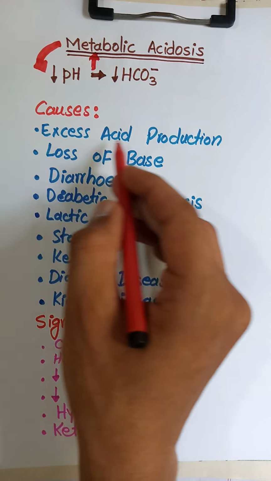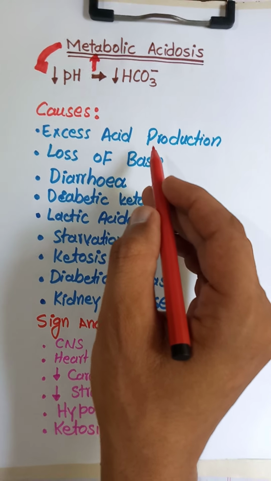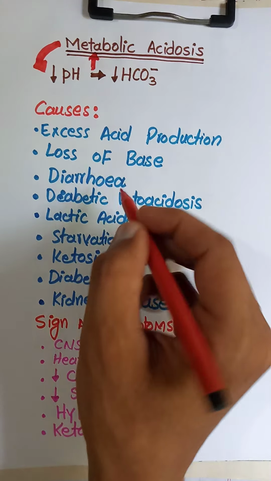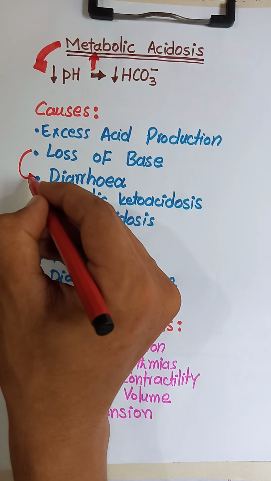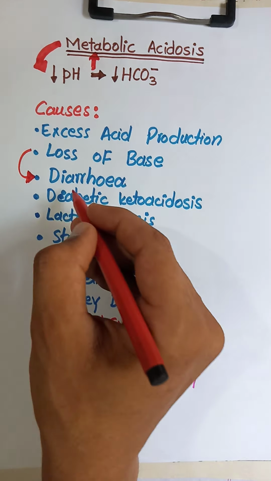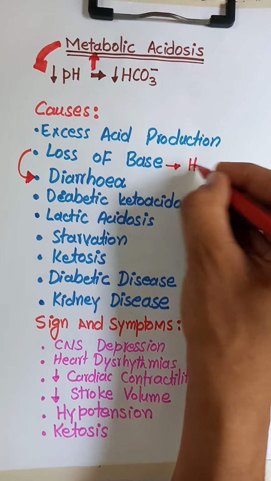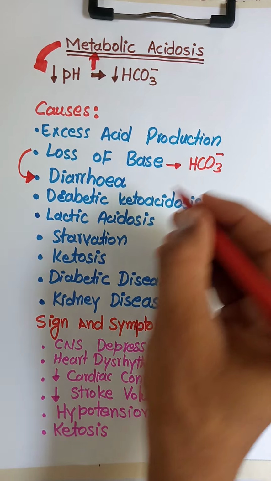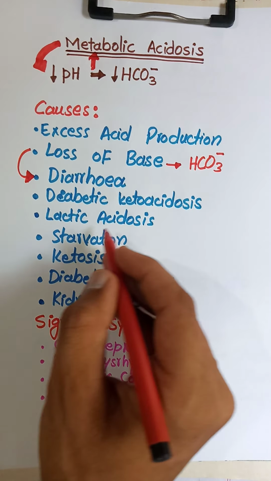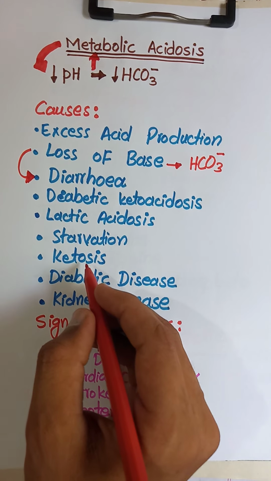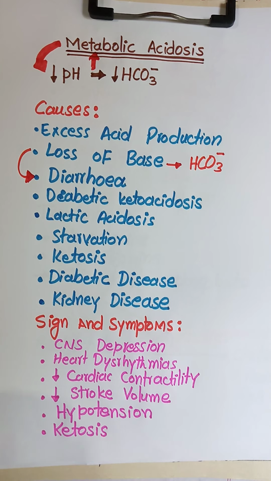These causes are excess acid production. If the body produces more acid due to any disorder, then loss of base occurs because of diarrhea. Body fluid is lost during diarrhea, especially bicarbonate ion is lost. Then occurs diabetic ketoacidosis, then lactic acidosis, where more acid is formed, starvation, ketosis, ketone bodies are formed, diabetic disease, kidney disease, and also there are other causes.